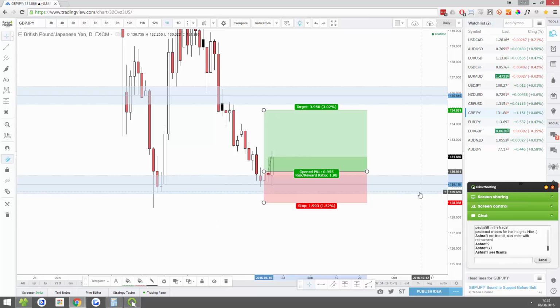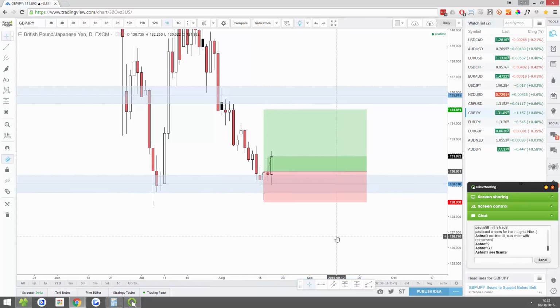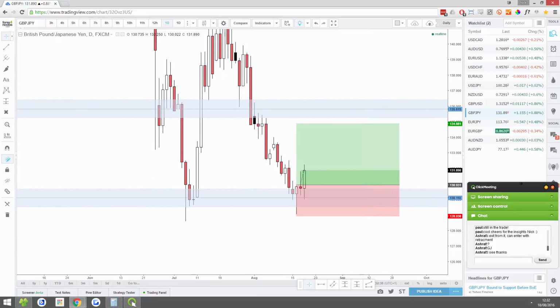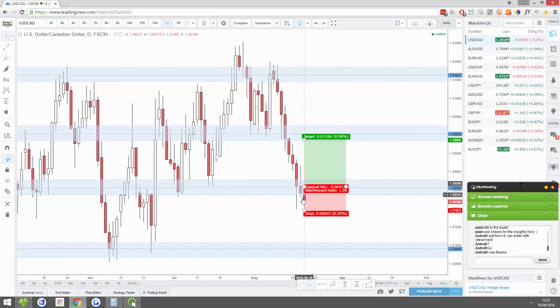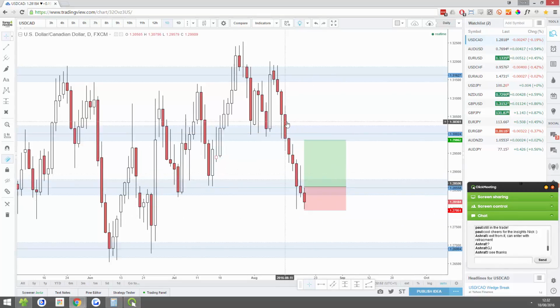Anyway guys, I'm going to wrap up this analysis for today. So the only potential setup we're looking at is USD CAD. It doesn't even look like it's going to end up being a setup. It's probably going to keep pushing down, but it's the only potential setup I see. So today is a bit of a boring day as far as trade setups go.